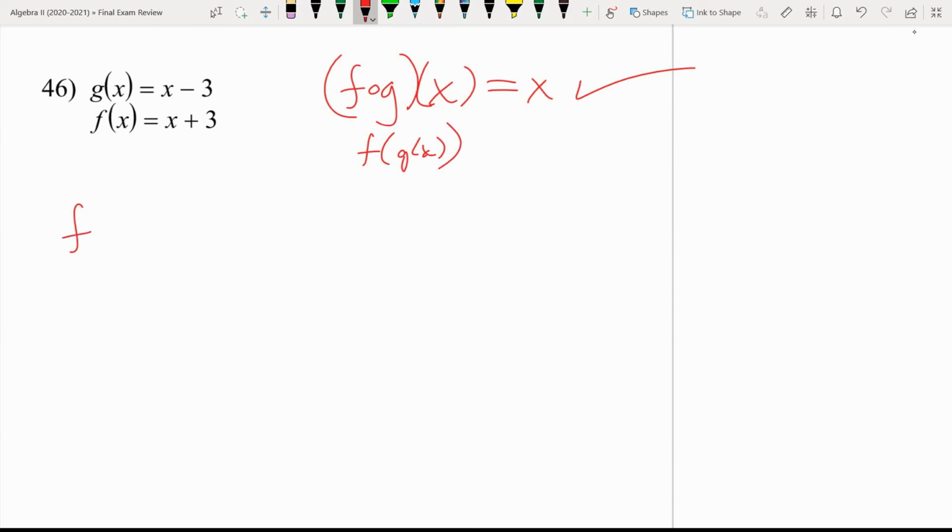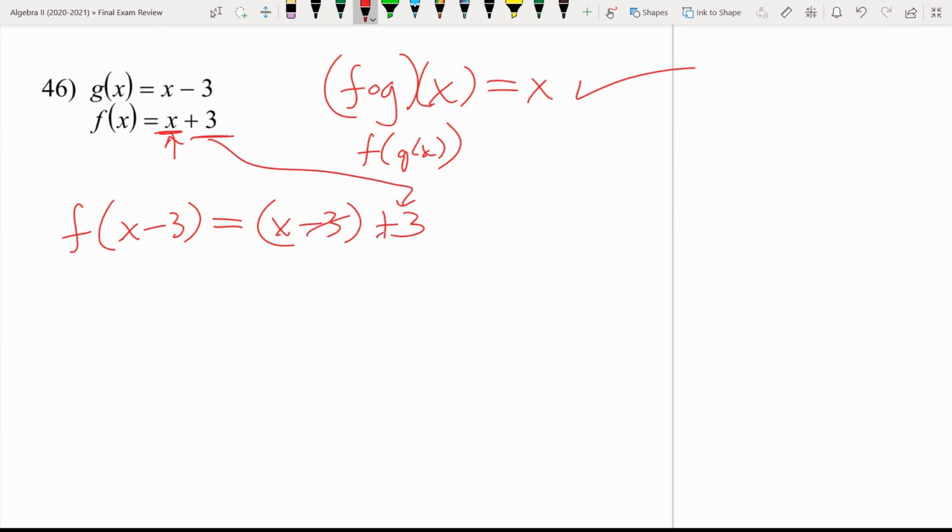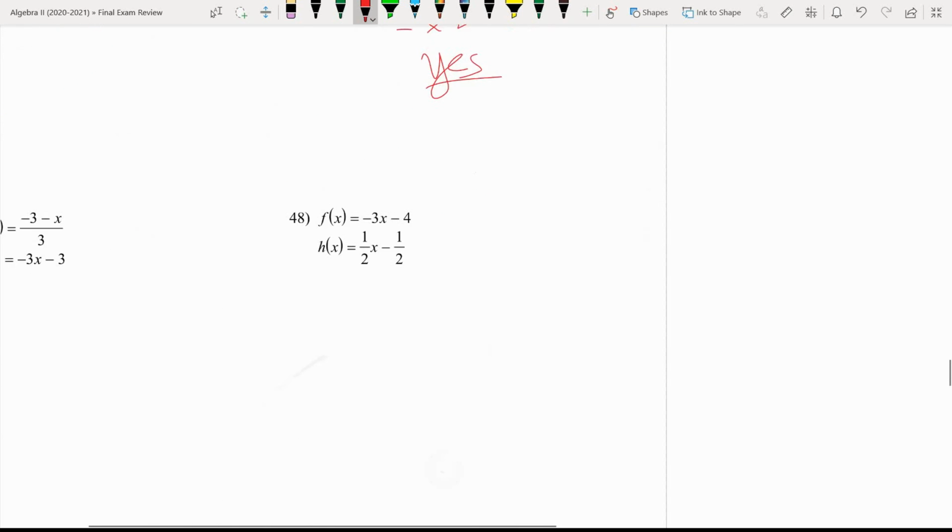So if I do f of g of x, that'd be f of (x minus 3). If I plug that into f of x, so anywhere I see an x in f of x, I replace it with an x minus 3. But I still keep the plus 3 at the end there. And I simplify it. Well, minus 3 plus 3 equals x. It checks out. That's all I'm looking for. If it equals x, then yes, they are inverses of each other. All right, let's try another one down here.